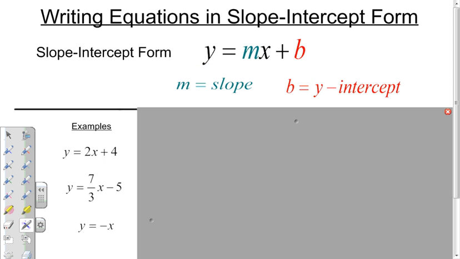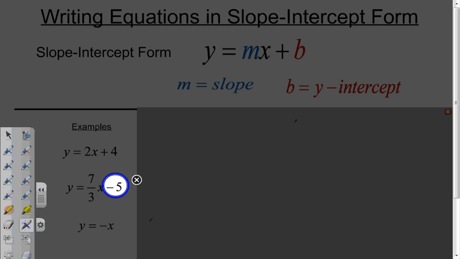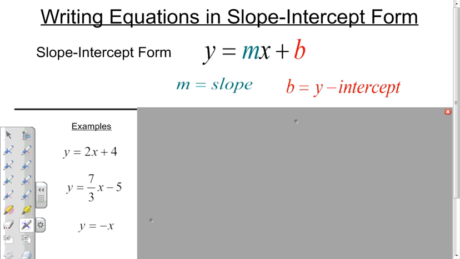Okay? In the next example, where it says y equals 7/3 x minus 5, again, the slope is the multiplier of the x term, which is, again, called the coefficient. And if we notice here where the form says plus b, it's fine here that it says minus 5, because what we're saying here is that the y-intercept is just, in fact, negative 5.